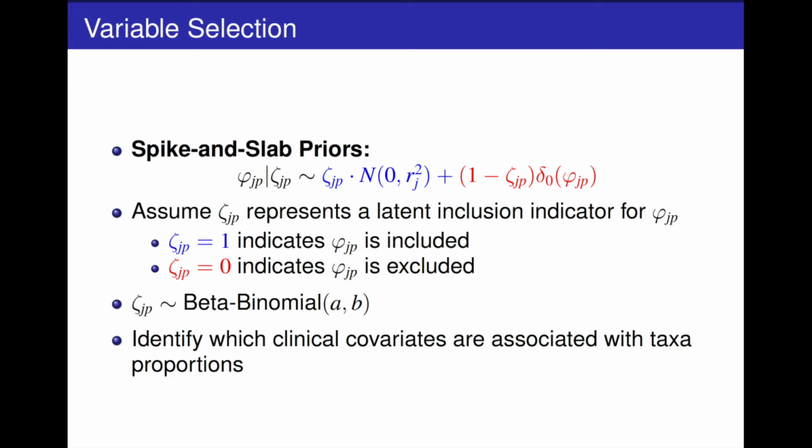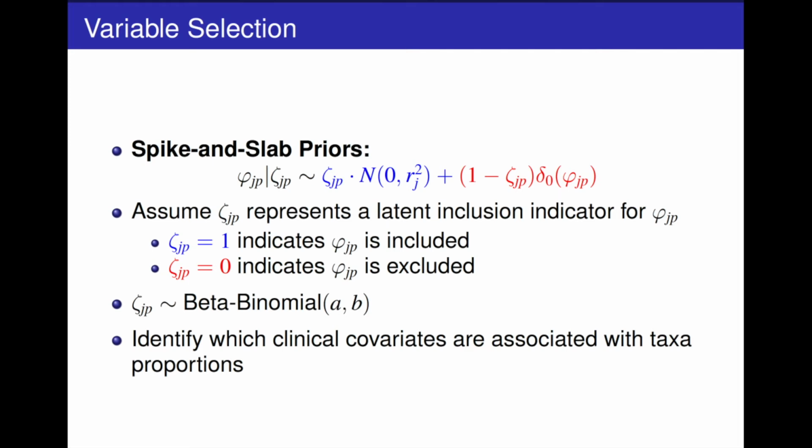To perform variable selection, we assume spike and slab priors, which are characterized as the mixture of a slab distribution and a point mass at 0. Here, we assume that these zetas, which can take on a value of 0 or 1, represent a latent inclusion indicator for each one of the regression coefficients. If zeta is equal to 1, then the corresponding covariate is included in the model. If zeta is equal to 0, then the corresponding covariate is excluded from the model.